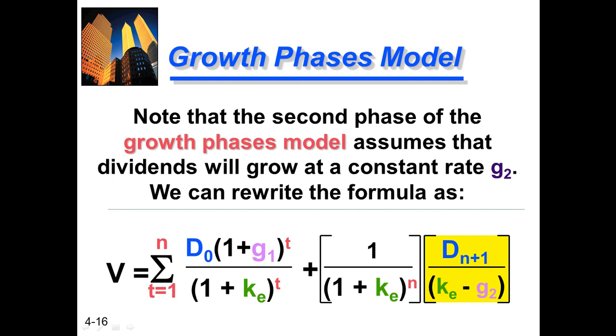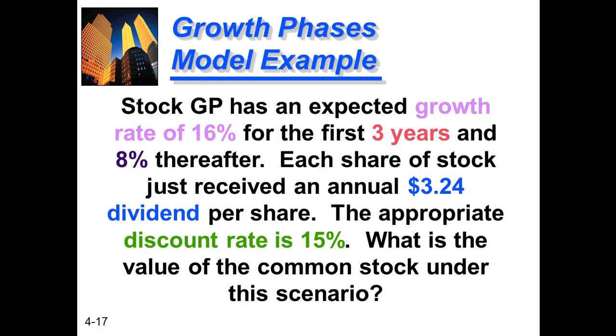So value is equal to D naught multiplied by 1 plus G1 whole to the power of T, divided by 1 plus KE whole to the power of T, plus 1 divided by 1 plus KE whole to the power of N, multiplied by D of N plus 1 divided by KE minus G2. So this is the whole formula for the growth phases model. So let's start with an example.